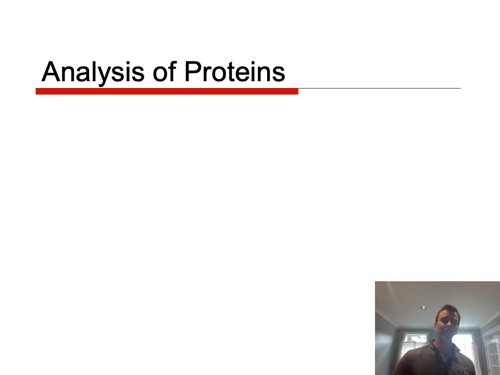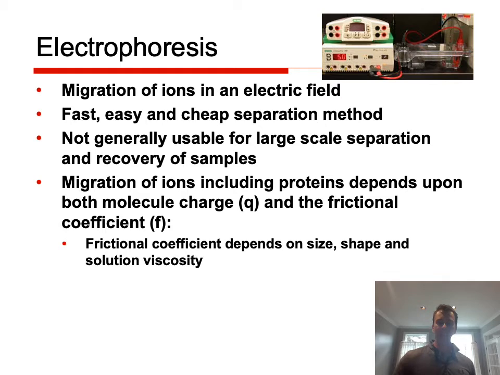Now that we have purified the protein, let's talk about some of the analysis of proteins. Electrophoresis is one of the oldest forms of analyzing proteins. It looks at the migration of ions in an electric field. It's a very fast, easy, and cheap separation method. So if you have what you think is a pure prep, or even a dirty preparation of proteins, you can separate out proteins to look at the different proteins that are in your preparation. This is usually used for small scale characterization, so it's not really meant to recover your sample. It's just for analysis, essentially.